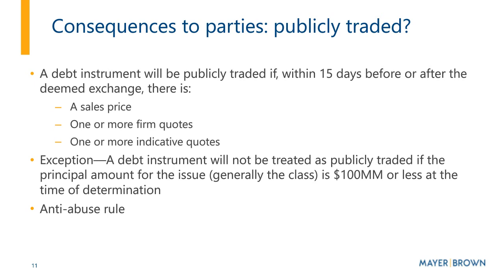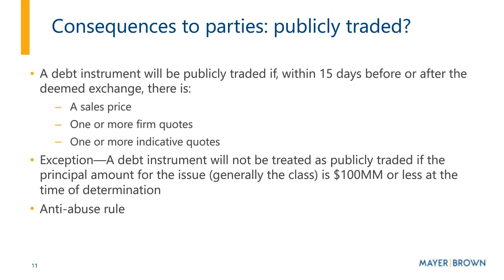And one thing we just want to note here is that there are anti-abuse rules that go both ways. There's a 30-day period, as I described, 15 days before and after the determination. Any temporary restriction on the trading, a purpose of which is to avoid the public trading rule, will cause the instrument to be publicly traded de facto. That's true regardless of whether the restriction on trading came from the issuer. And on the other side of the coin, if the principal purpose of a sales quote or any kind of quote is to cause publicly traded status, that price or quote is disregarded.